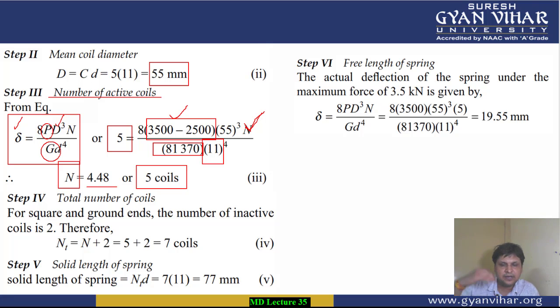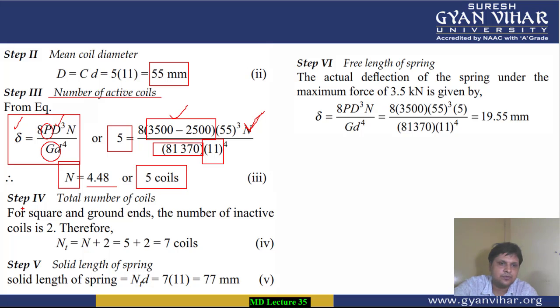Now, always we take the larger value in designing, we don't take the smaller value. For example, here there might be a thought in your mind that 4.48 will be rounded off to 4, but it is not like that. Always the next larger value is taken, therefore we have taken the value 5.